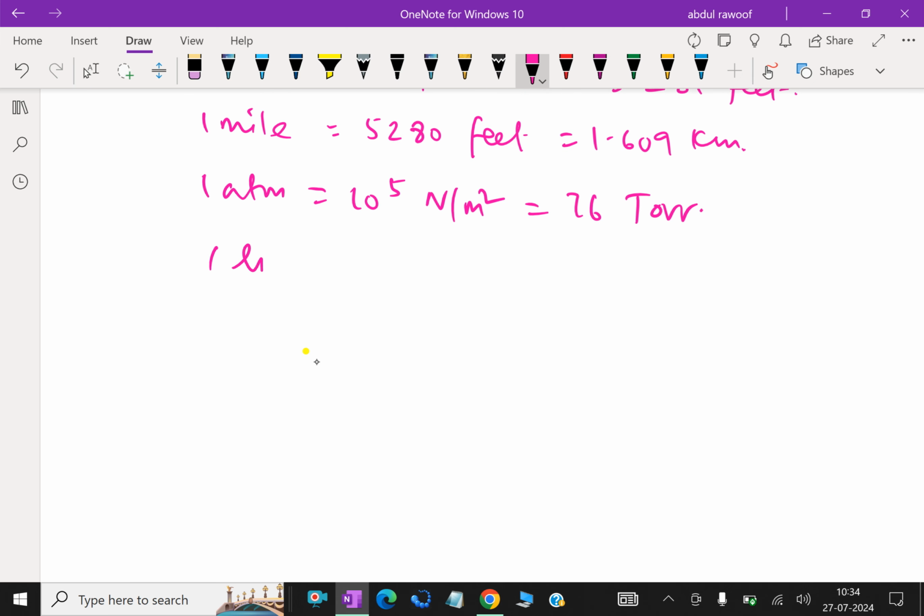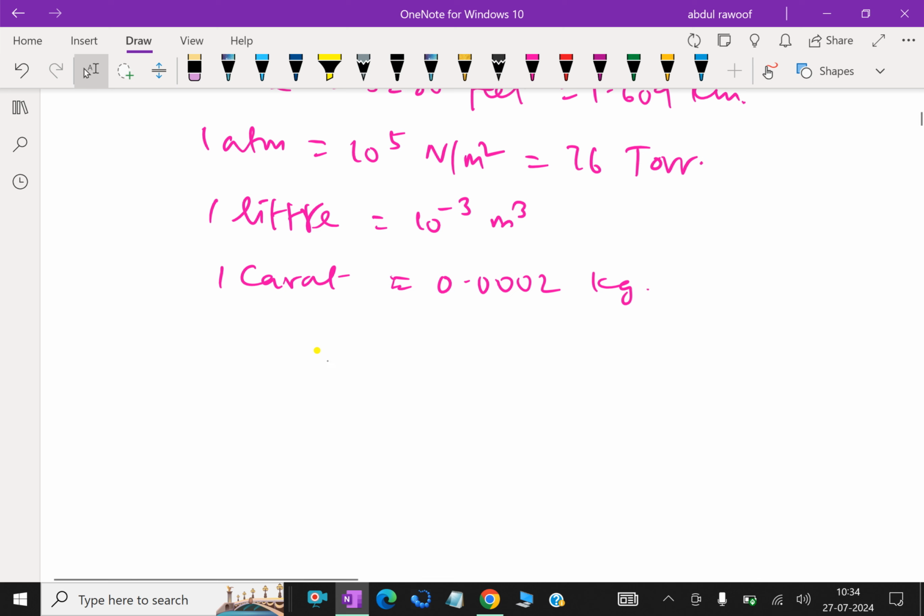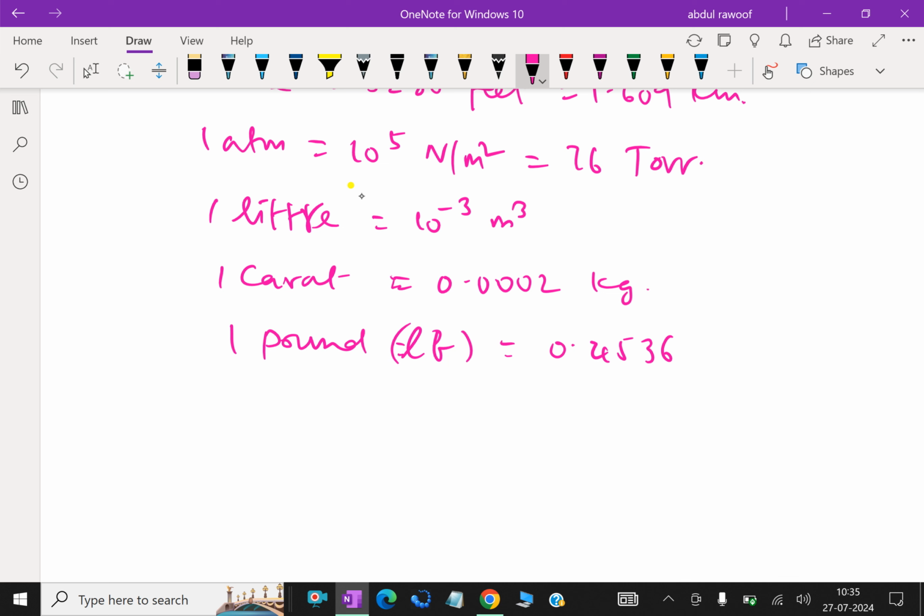1 liter is equal to 10 to the power of minus 3 meter cube. 1 carat equals 0.0002 kg. 1 pound, called LB, equals 0.4536 kg.